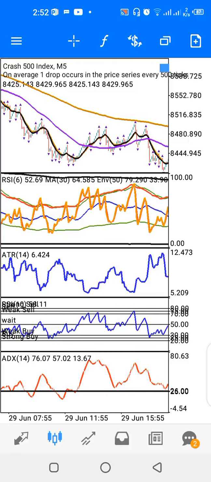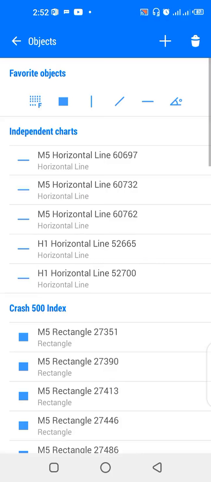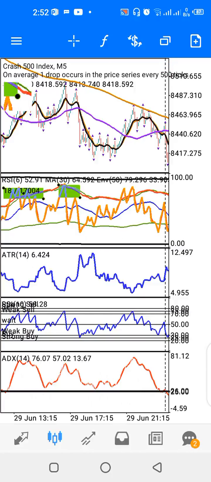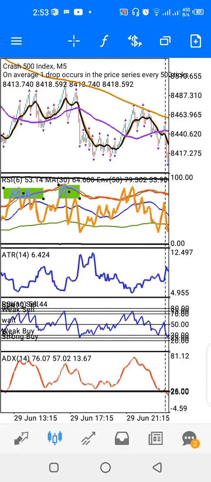So looking out for when it starts to spike downward, that means you wait for when it spikes below the range for you to have a breakout. When it spikes below the range, you have a breakout. So this is for crash index. For boom index, you look for when it spikes upward.